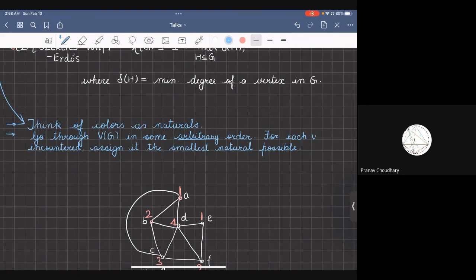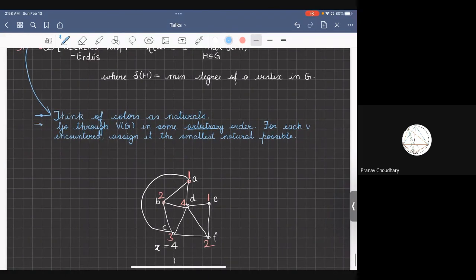So this is just an upper bound. It's not optimal by any chance. And the reason why it works is that if we consider any vertex, then there are at most delta G neighbors, right? So at least one of the first delta plus 1 natural numbers should not have been used by some neighbor. And so we can assign it one of them. That's literally why the proof works. So this is basically not the most optimal bound, but this works for the bound you gave.